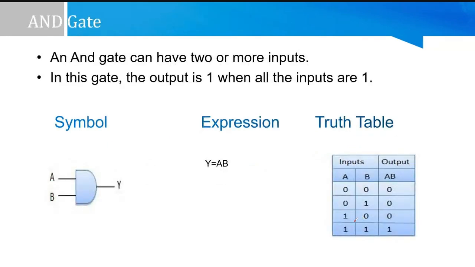Next will be the AND gate. The AND gate will have two or more inputs and provide only one output. The operation of the AND gate is logical multiplication. Consider this is the symbol of the AND gate, with two inputs A and B, and the output is Y.